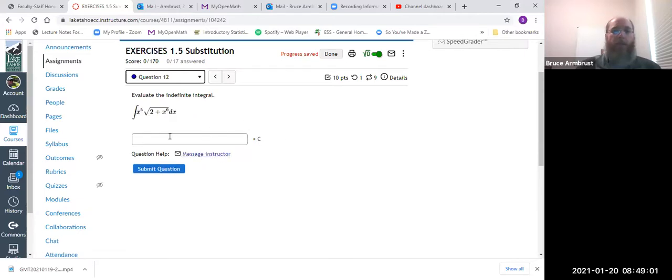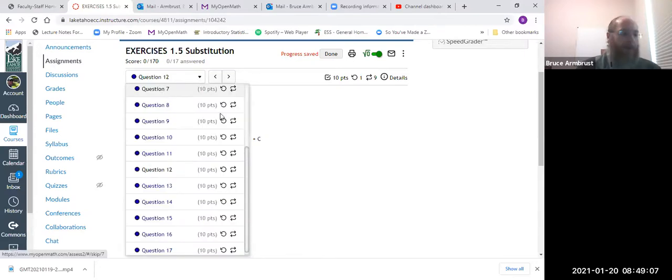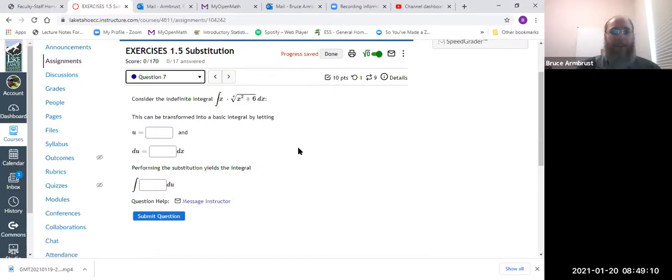All right, so we've got, well, where did 12 come from? Let's go back to 7. All right, so here's 7. So consider this definite integral. So mine looks like x times the 4th root of x squared plus 6. So it can be transformed into a basic integral by letting u equal. All right, so what's it look like we should do here for our u? What would you want to let u equal in this case? x squared plus 6. Yeah, let's try the stuff that's in that square root. So I would go with x squared plus 6.